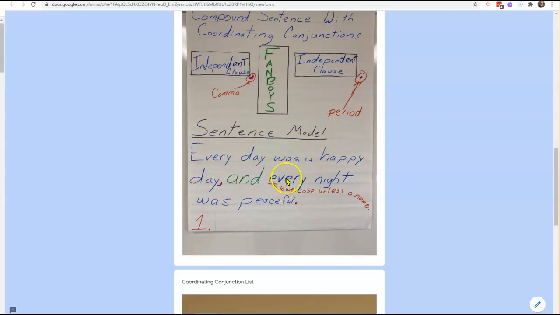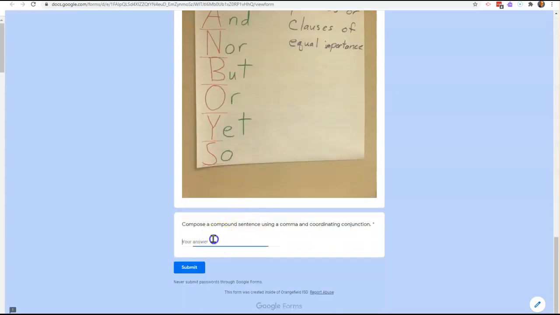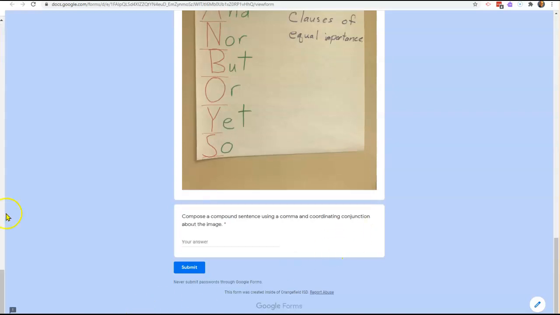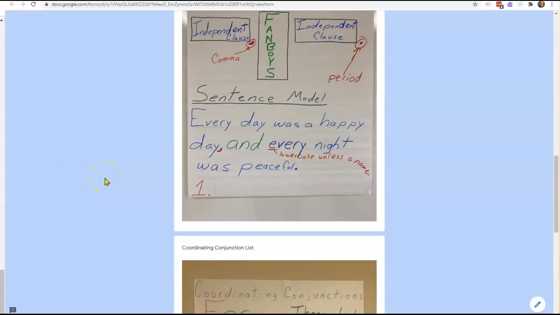So you have your model here. Now down here, I tell you, compose a compound sentence using a coordinating conjunction. And it's over the image. Okay, so I corrected my sentence to be a little more informative and clear. Compose a compound sentence using a comma and a coordinating conjunction about the image.